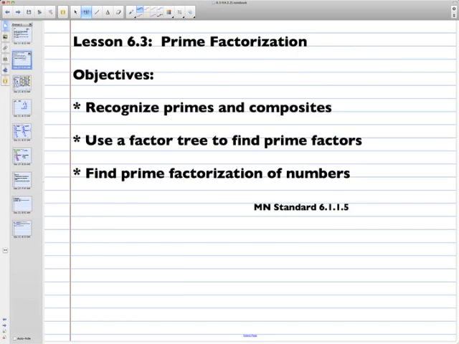So tonight's lesson, 6.3, was on prime factorization. Our objectives were to recognize primes and composites, use a factor tree to find prime factors, and then find the prime factorization of numbers. Review any part of this lesson you wish, then head on over to Schoology.com and take the quiz. See you tomorrow.